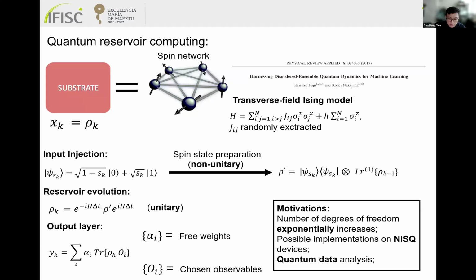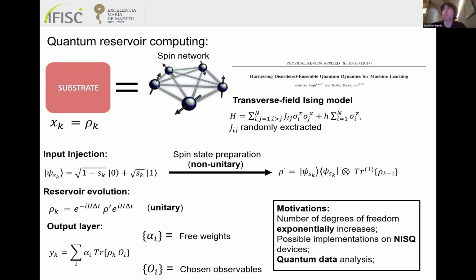Yeah, sorry, I do have another question over here. So you mentioned the motivation is that the number of degrees of freedom is exponentially increased, right? So how do you control this exponentially large degree of freedom though? What is the means of controlling these degrees of freedom?